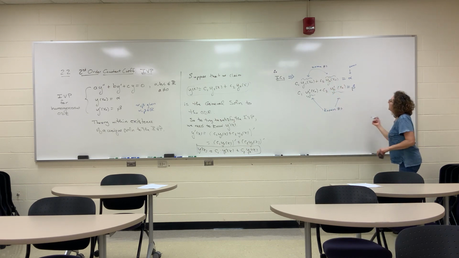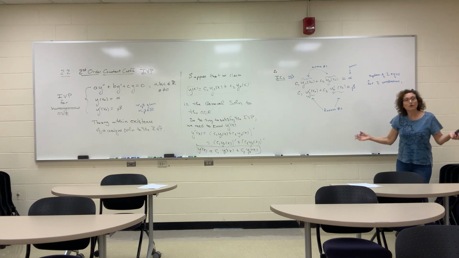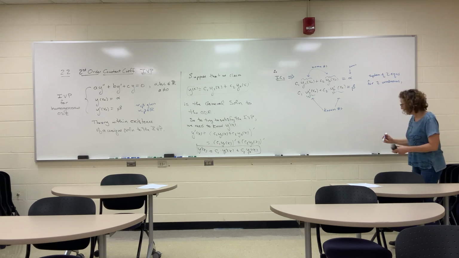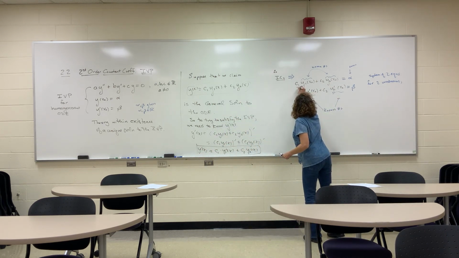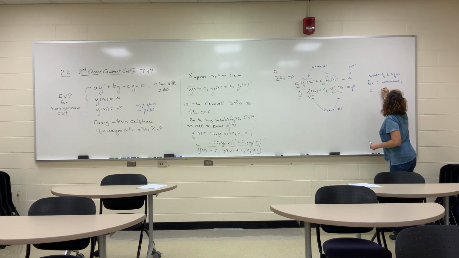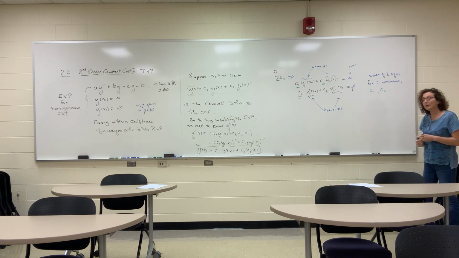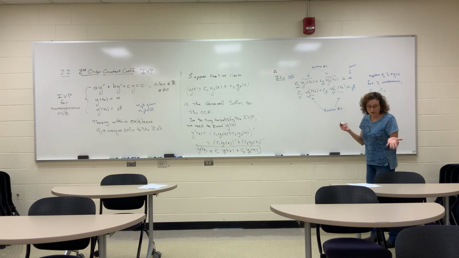And so what is this? This is a system of two equations for two unknowns, just like an algebra system. What are our two unknowns? Our two unknowns are c1 and c2. There are two unknowns and two equations, so that's pretty good. But just because there are two equations for two unknowns doesn't mean you're going to have a solution.